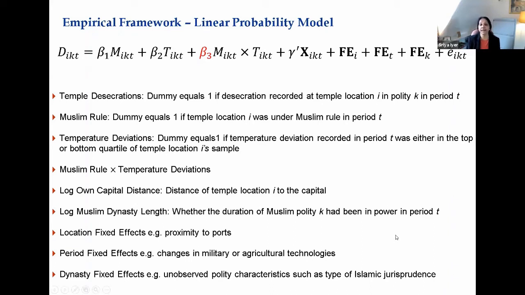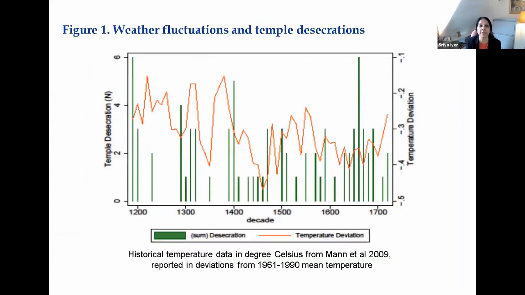As I mentioned, there may be unobserved polity characteristics, which is the type of Islamic jurisprudence. One thing we know is that many of the Mughal rulers followed the Hanafi school, which suggested a conciliatory attitude towards religious minorities. And then you also have certain Sunni jurisprudence restrictions, which also suggest a conciliatory attitude rather than a very aggressive attitude towards minorities.